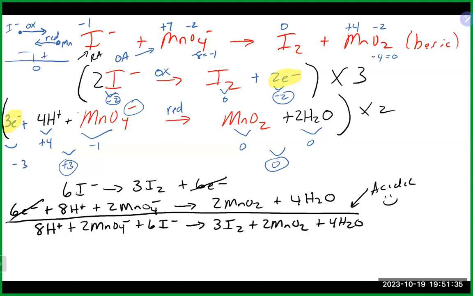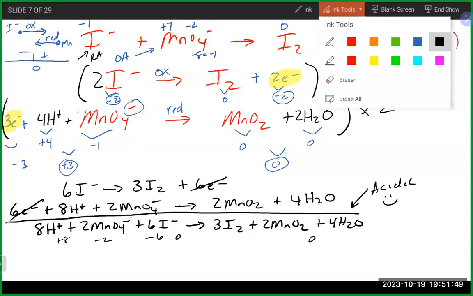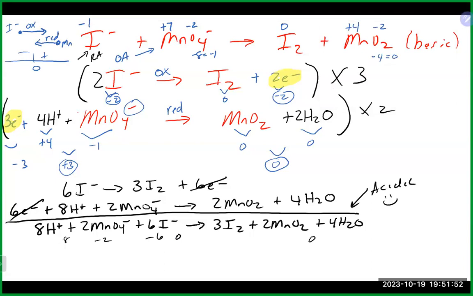Overall charge on the left-hand side is a +8, a -2, and a -6, which is 0. Overall charge on the right-hand side is 0. Everything balances out. So if you were to do this one in acidic conditions, you would put a box on it and you would be done at this point. First off, any questions up to this point?